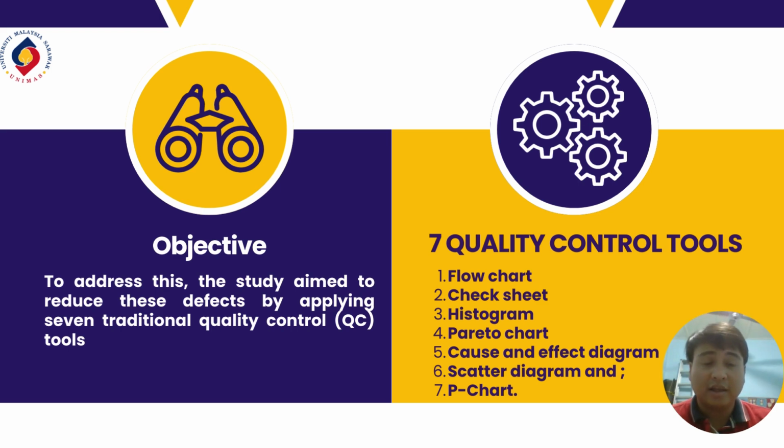For the next slide, this is the objective of this article, which aims to reduce the defects by applying the 7 traditional quality control tools, which are the QC tools. The 7 quality control tools applied in this research article are the flowchart, check sheets, histogram, Pareto diagram or Pareto chart, cause and effect diagram, scatter diagram, and a P chart.